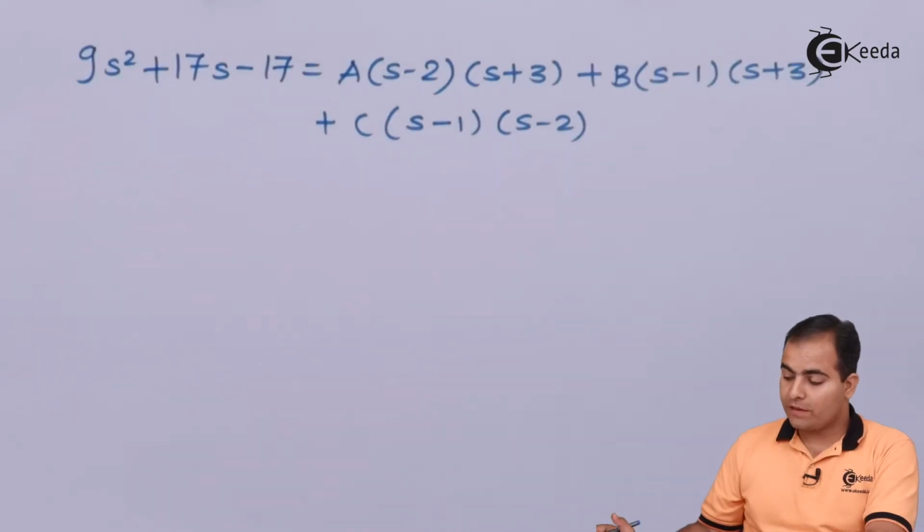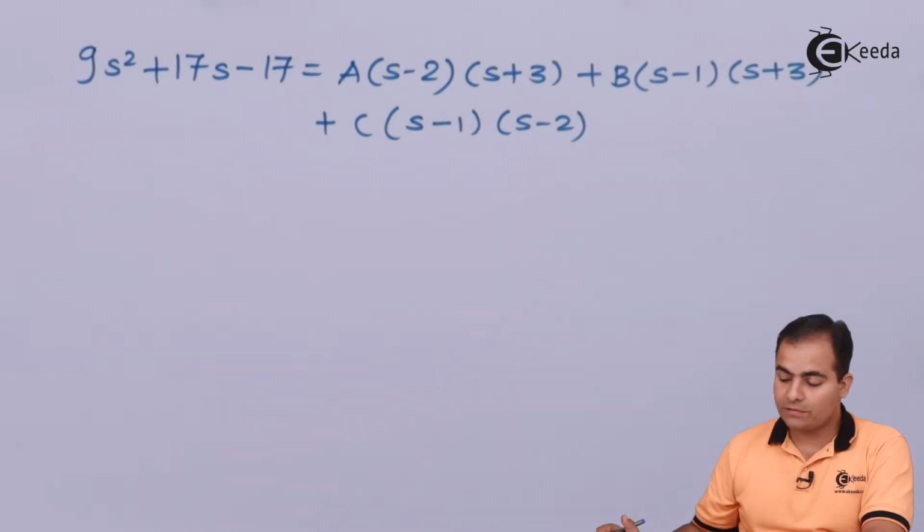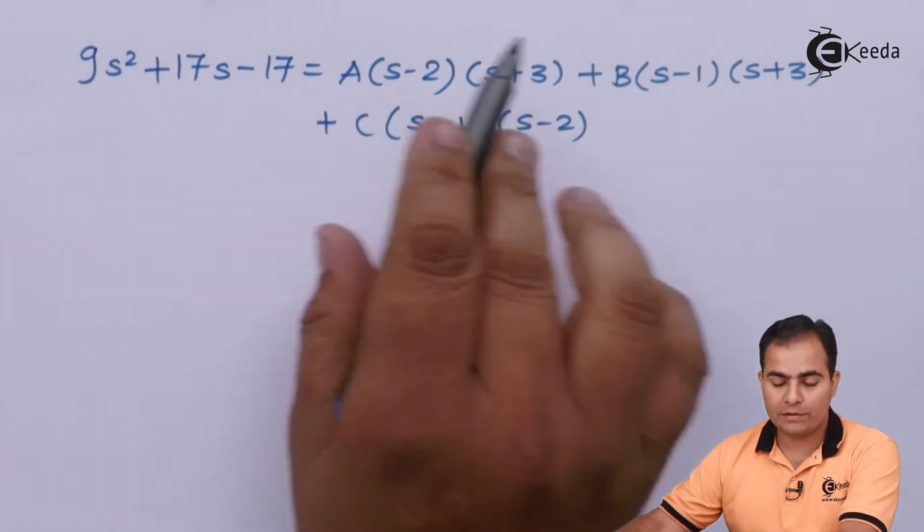Now we'll substitute the values of s, so that you will get the values of variables a, b and c. First of all, I'll place s equals plus 1, and I'll substitute this value in the above equation.